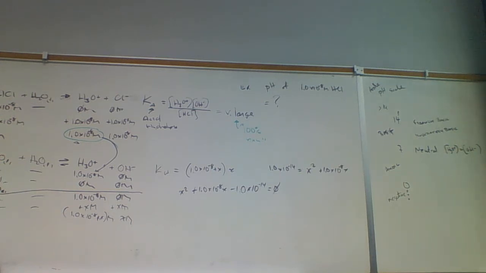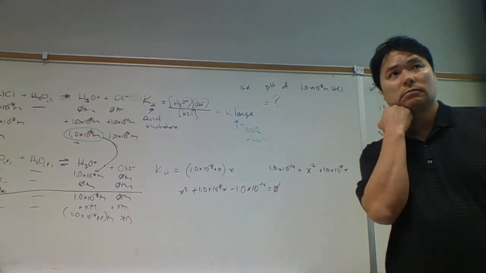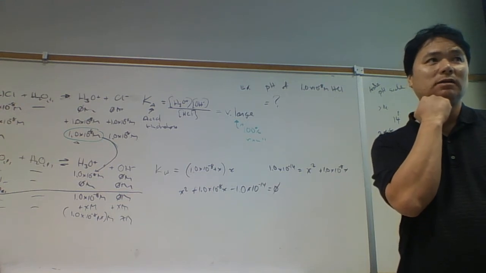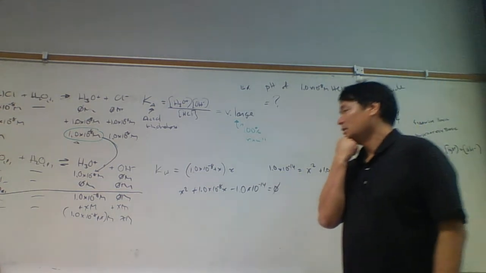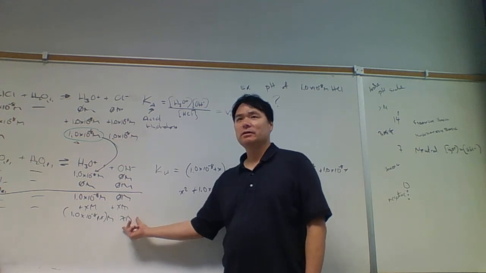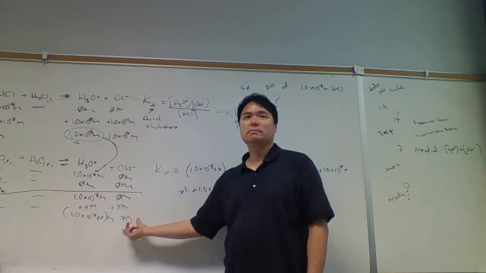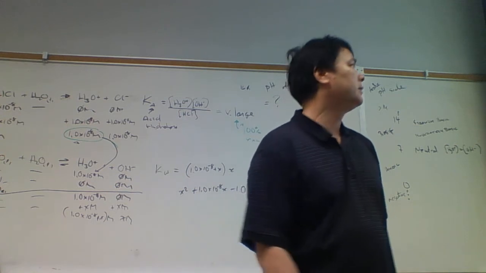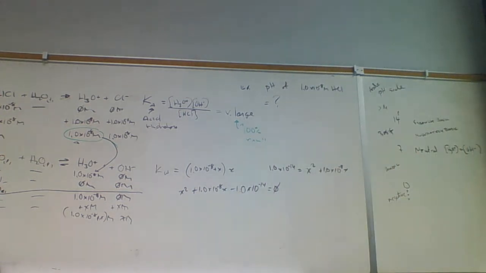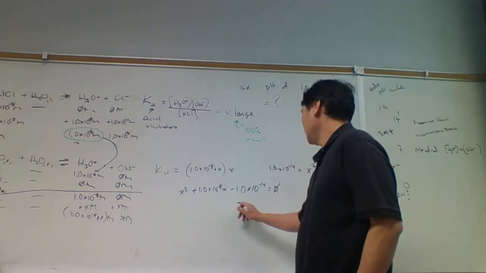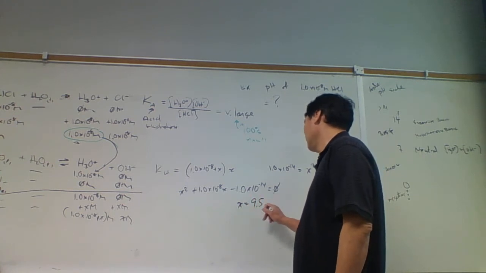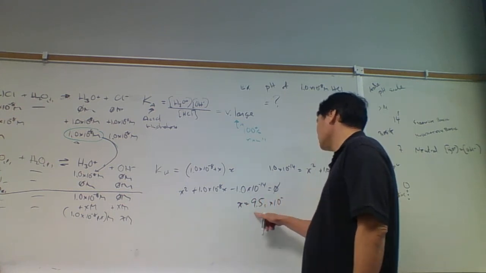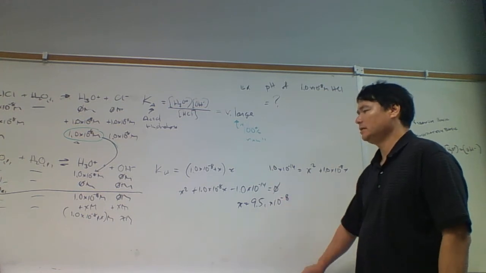So which of these? Is it x1 or x2? It has to be x1. It cannot be x2, because if it were x2, we'd have a negative molarity for the hydroxide, which is impossible. And so it's got to be x1. And so X is 9.51 times 10 to the, we're allowed two sig figs, times 10 to the minus 8.